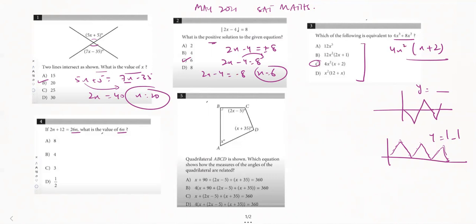Next. If 2n plus 12 is equal to 26n, what is the value of 6n? 6n, right? They are asking. Okay. If we divide this whole equation by 2, I am getting n plus 6 is equal to 13n, right? Yes. n is taken over here, 6 is equal to 12n. They are asking the value of 6n. So if I divide this by 2, I would be getting 6n. So the answer is 3.